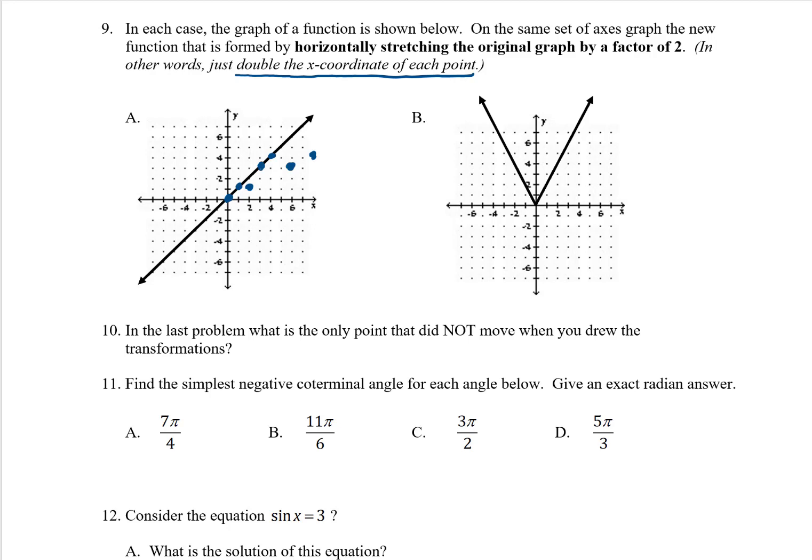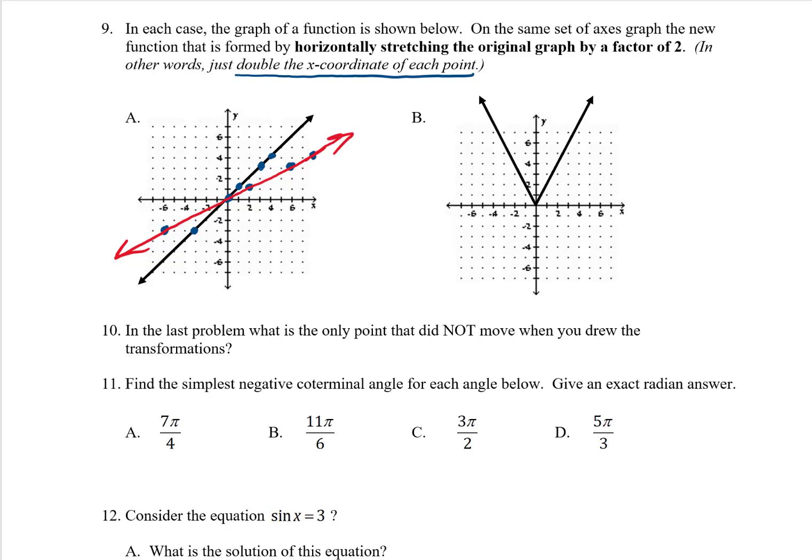Maybe one on the negative side would be helpful. Let's see, (-3, -3). That's going to move to (-6, -3) when I double that value. And so if I connect those new dots, I basically end up with this picture. Here is the graph horizontally stretched out.